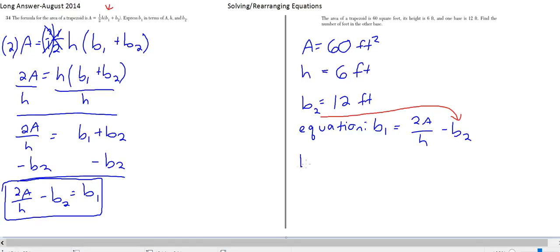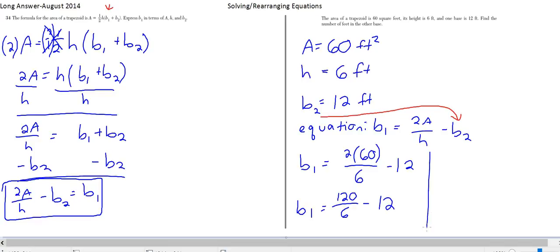b sub 1 is what we're solving for, so b sub 1 is equal to 2 times a, which they tell us is 60, over h, which they tell us is 6, minus b sub 2, which is 12. Now we just solve it by doing the math. b sub 1 is equal to 2 times 60, which is 120, over 6, minus 12. So b sub 1 is equal to 120 divided by 6, which is 20, and then we still have to subtract that 12. So b sub 1 is equal to 8.